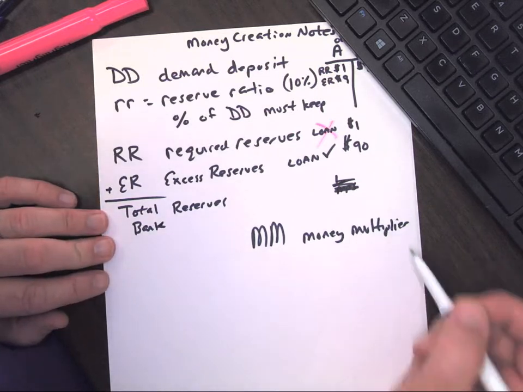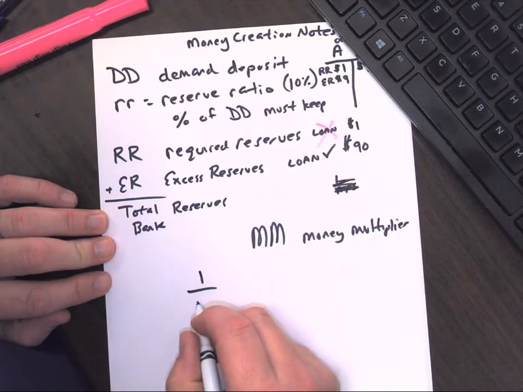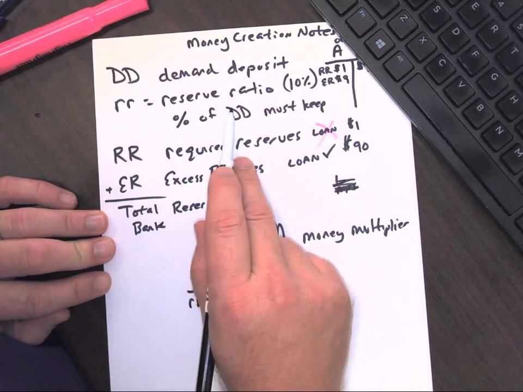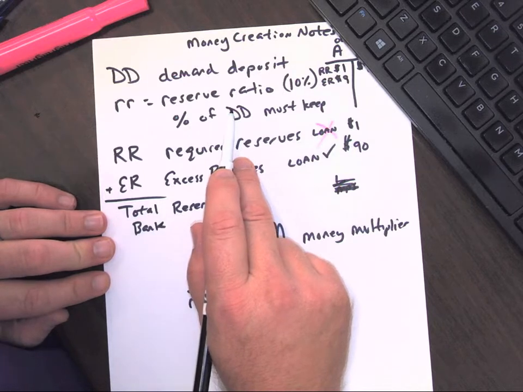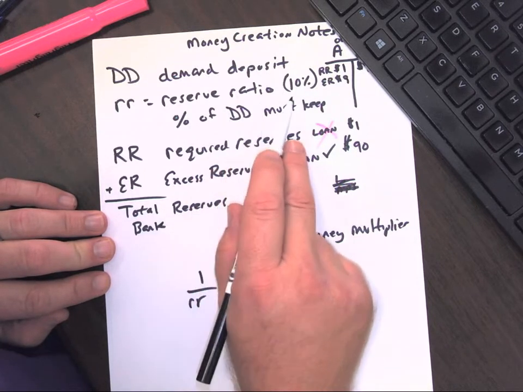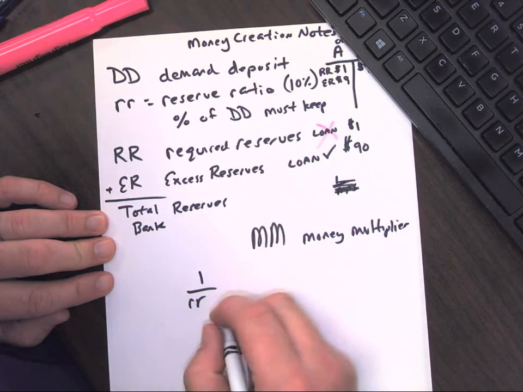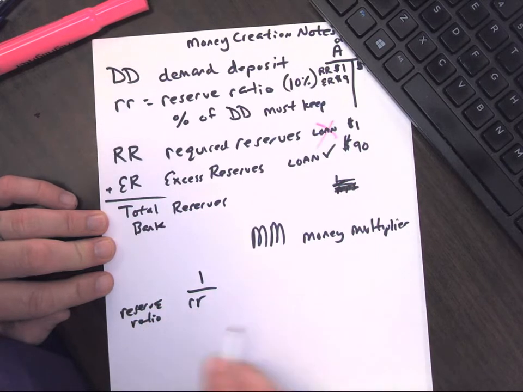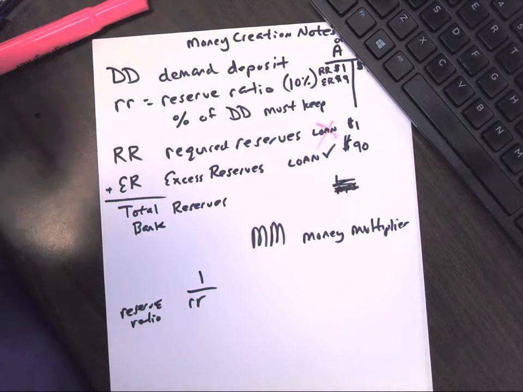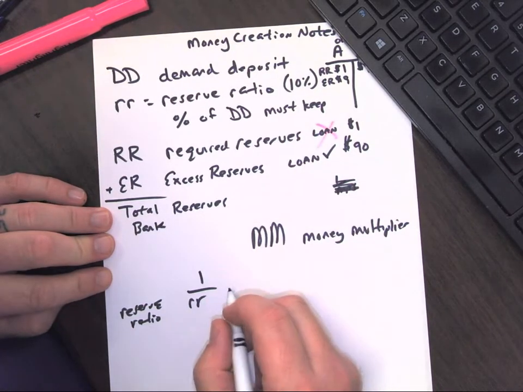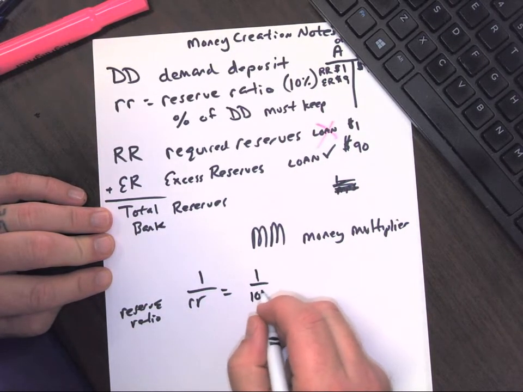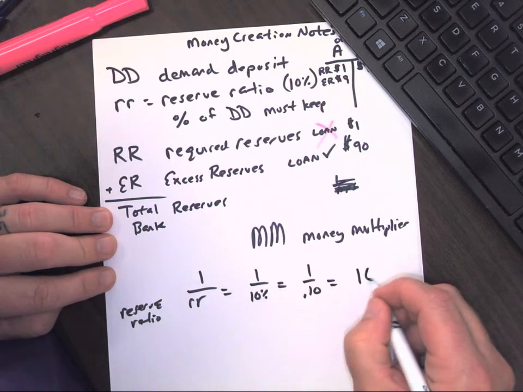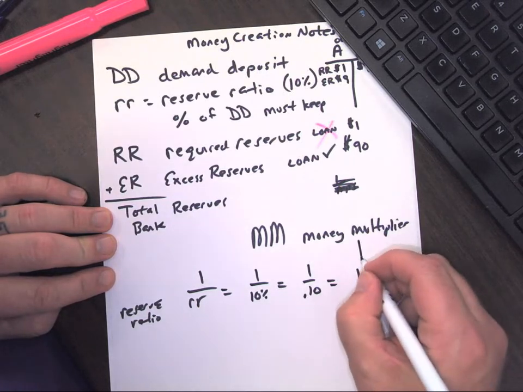Okay, so the money multiplier, we're going to solve this by taking 1 divided by the reserve ratio. And our reserve ratio is this up here, right? And they might call it reserve ratio, required reserves percentage, whatever. So that's the percent they must keep, so that 10%. So the reserve ratio is going to be how we solve our money multiplier. So if we have our 10%, that's going to equal 1 over 10%, which is equal to 1 divided by 0.10, which is equal to 10. So that's our money multiplier of 10.